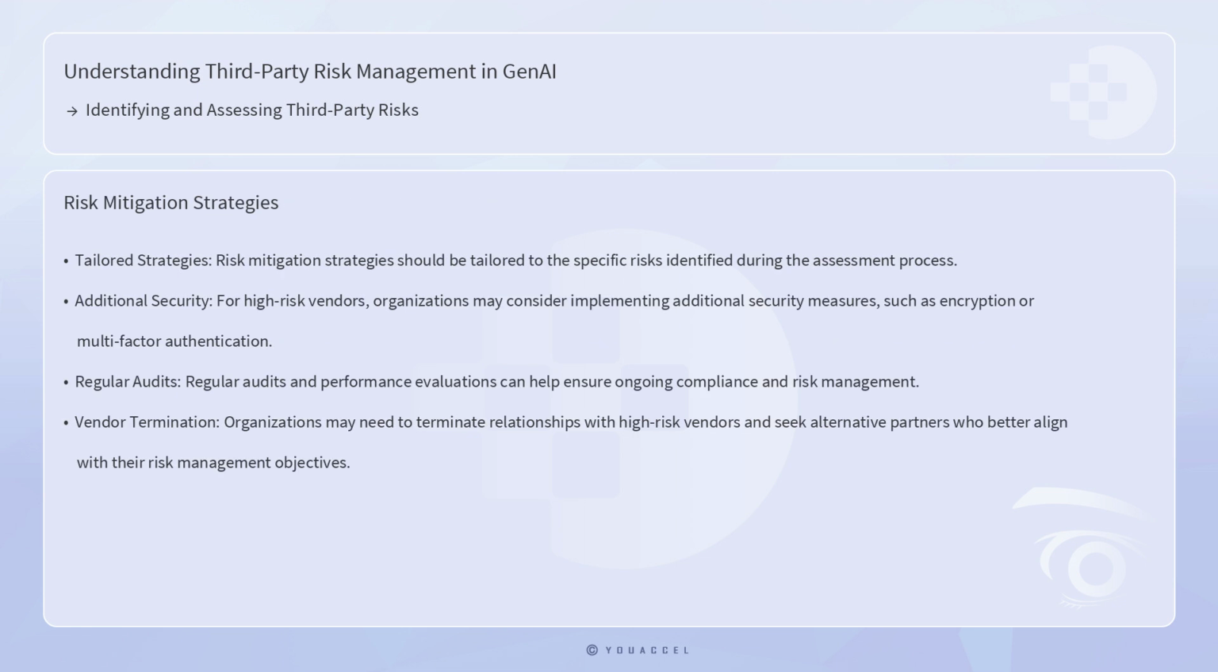Risk mitigation strategies should be tailored to the specific risks identified during the assessment process. For high-risk vendors, organizations may consider implementing additional security measures, such as encryption or multi-factor authentication, to safeguard data. Regular audits and performance evaluations can also help ensure ongoing compliance and risk management. In some cases, organizations may need to terminate relationships with high-risk vendors and seek alternative partners who better align with their risk management objectives.